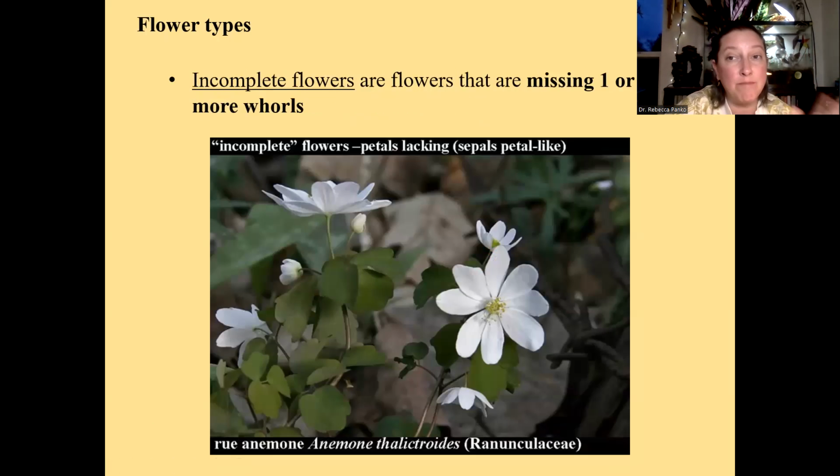If a flower is missing 1 or more whorls, we call that an incomplete flower. So for example, in this flower here, it is missing petals, it only has sepals, and the sepals look white. But yeah, if you're missing petals, or stamens, or a pistil or carpels, or sepals, you are an incomplete flower.